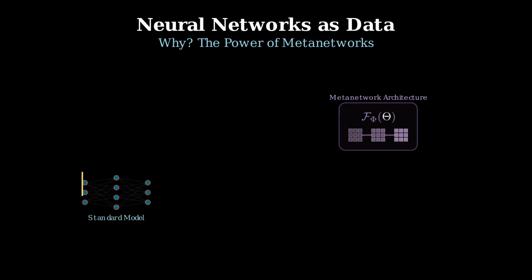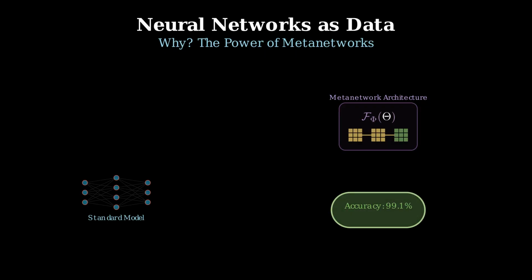First, predicting model performance. Normally, evaluating a model requires running millions of test images through its layers. Instead, a metanetwork can simply ingest the model's weight matrix, analyze its structural geometry, and instantly predict its accuracy. This bypasses the data pipeline entirely, making evaluation up to 50,000 times faster.